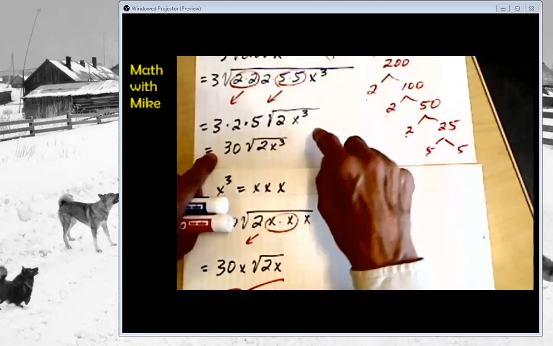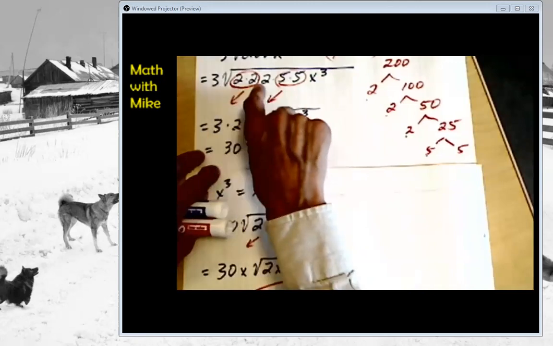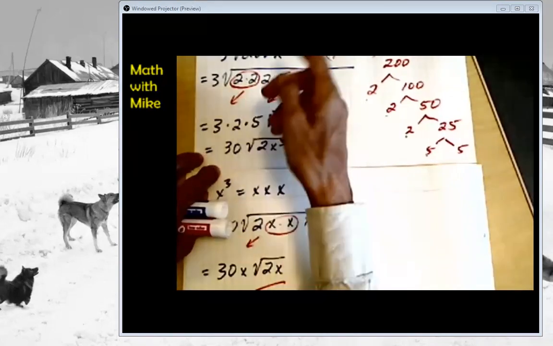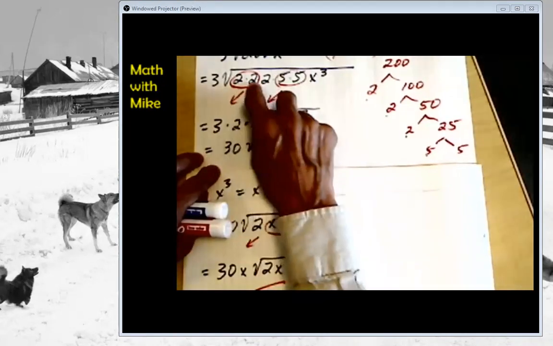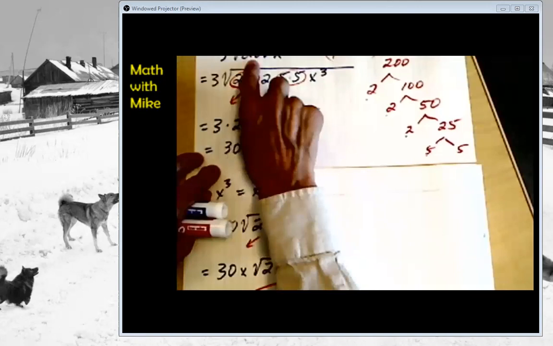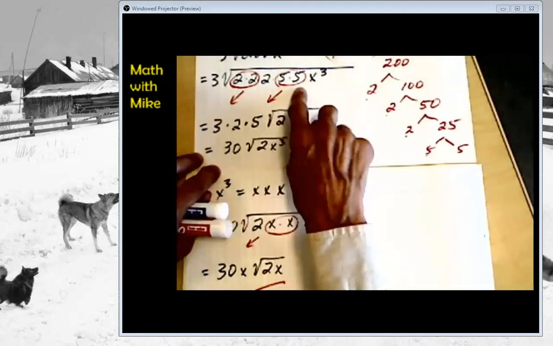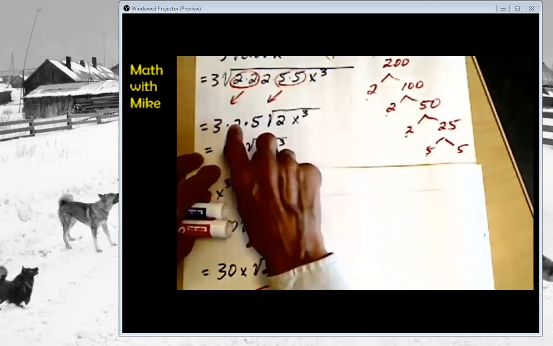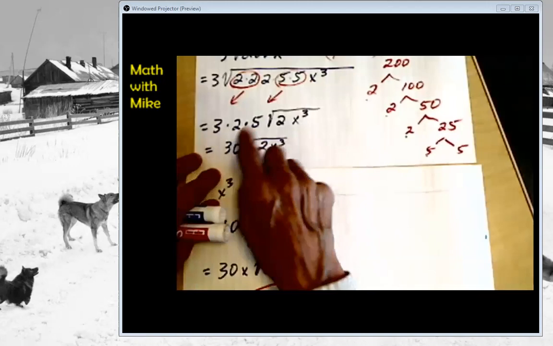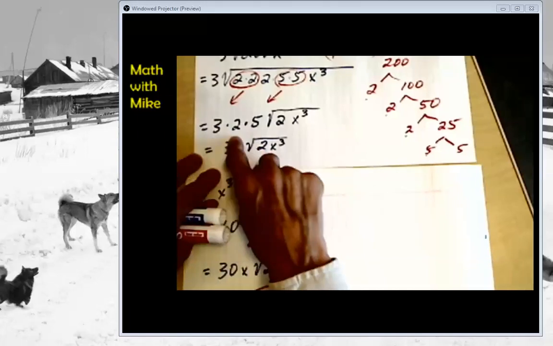Okay. So what happens is, see how it's a square root? We choose 2 numbers at a time, and the square root of those 2 numbers at a time turns into 1 number on the outside. So we turn 200 into all these numbers that you did. 2 numbers at a time turn into 1 number on the outside, and those numbers all get multiplied. So boom, 3 times 2, 6, 5, 30.